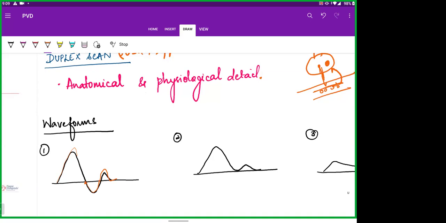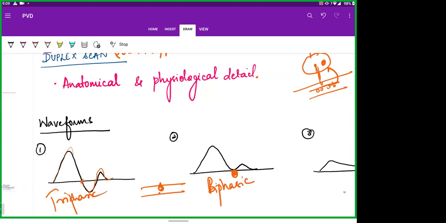Now, when there is a stenosis, the first thing that gets hampered is this zero crossing, because the elasticity of the vessel is gone because of occlusion. So there is no negative waveform here. This is called a biphasic waveform. So the normal one is the triphasic waveform and the abnormal one is biphasic.